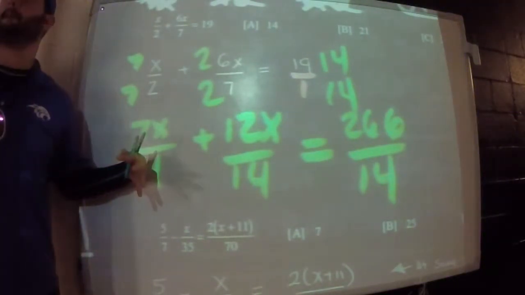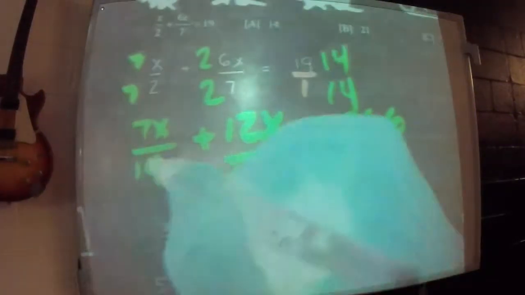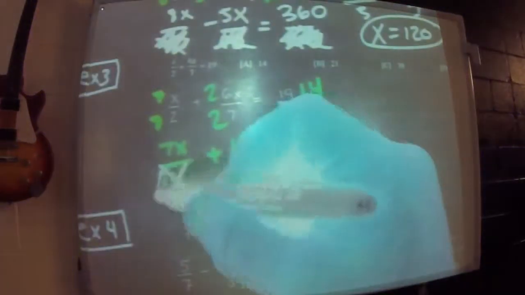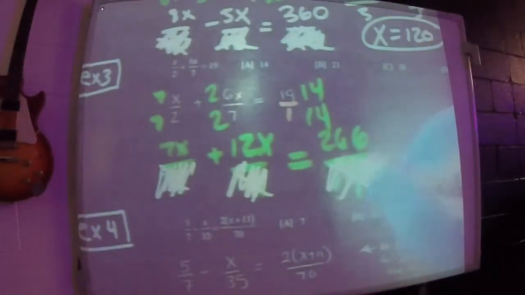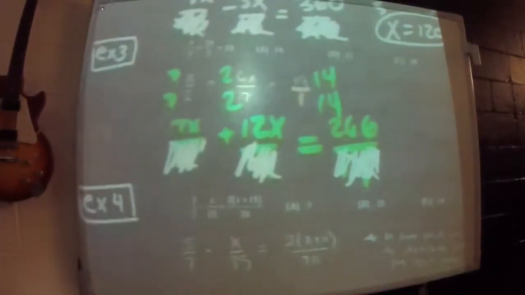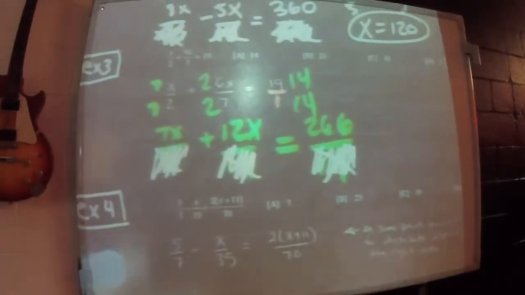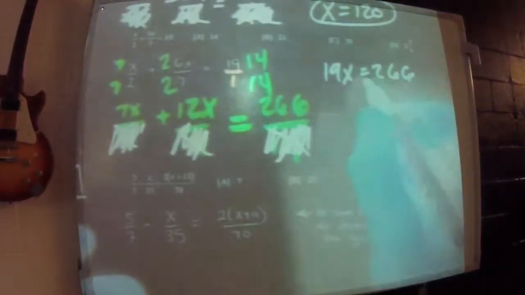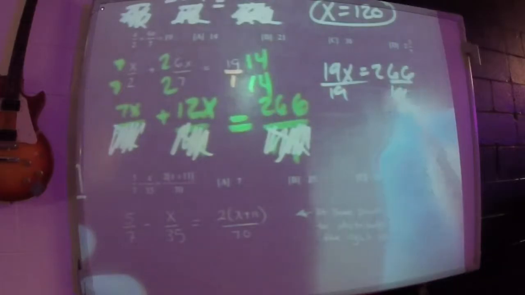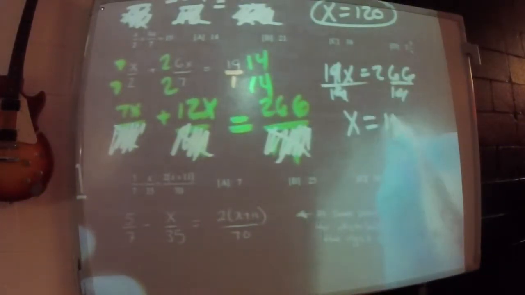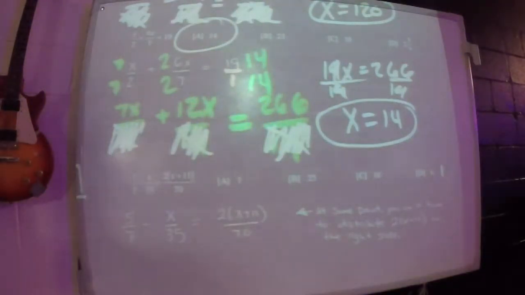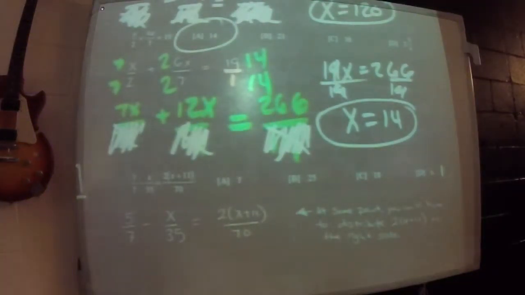So what does that mean? Cross them out. Kill the fractions. Fractions are dead. They're gone. Then put your x's together. You've got 7x and 12x. So how many x's is that? 19x equals 266. Divide by 19. And you tell me it's 14? X equals 14. 14 was a real special number in that one. Okay, these last two get complicated, so give extra attention to these last two.